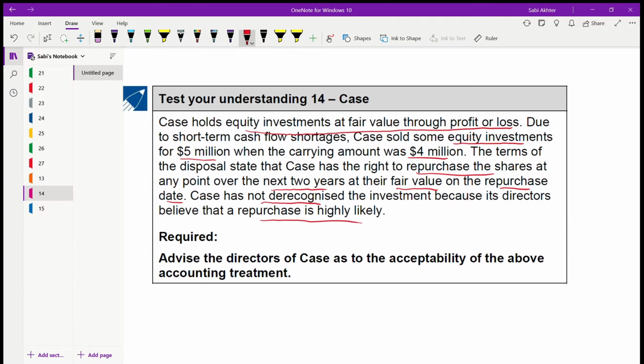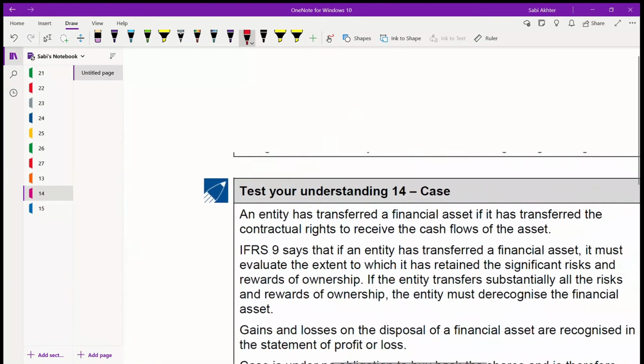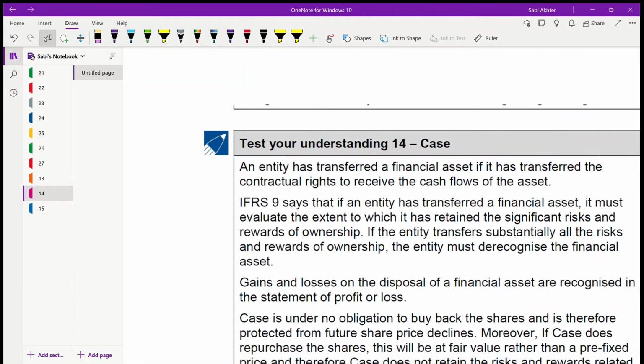How will you advise? To advise, you should know the rules of derecognition when an equity investment is sold, or it can be repurchased in the future. What are the derecognition rules? We have just gone through the derecognition rules when it's equity investments. So an entity has transferred a financial asset, right? It has transferred the contractual.